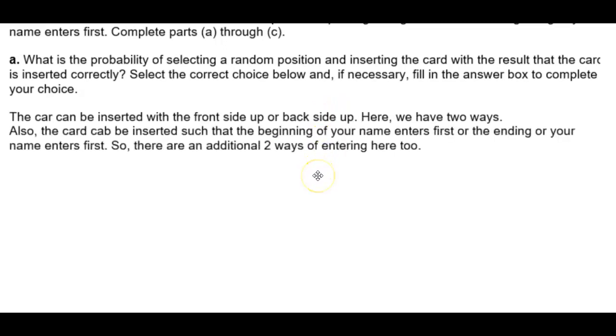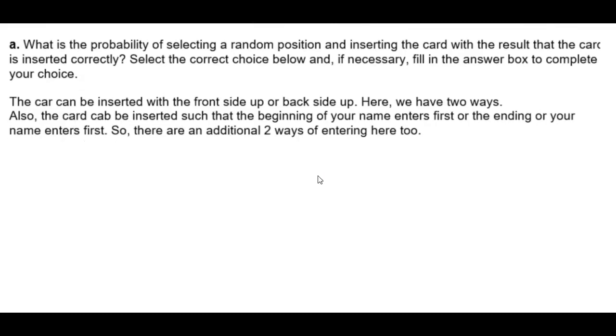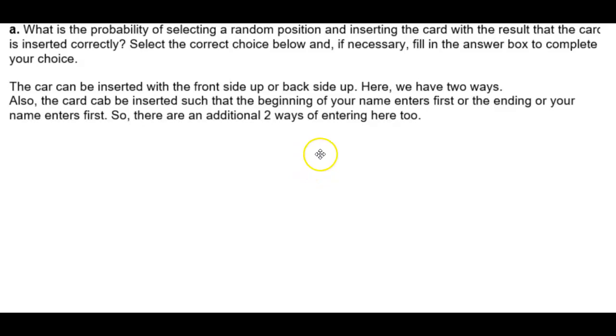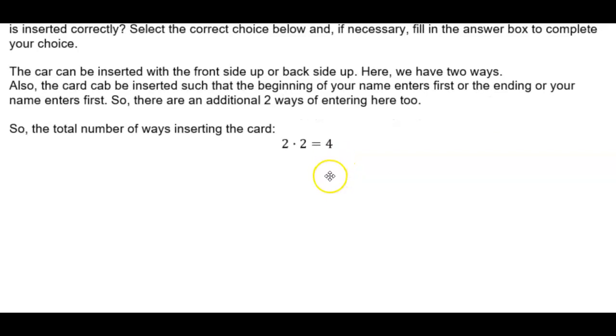Now, the card can be inserted with the front side up or back side up. Here we have two ways. Also, the card can be inserted such that the beginning of your name enters first or the ending of your name enters first. So there are an additional two ways of entering it here too. So the total number of ways of inserting the card is going to be 2 times 2, which is equal to 4.